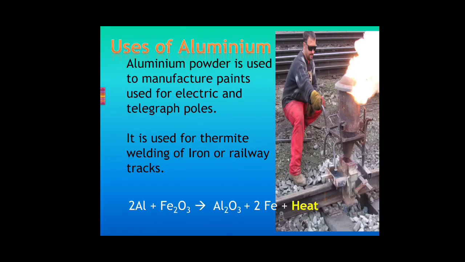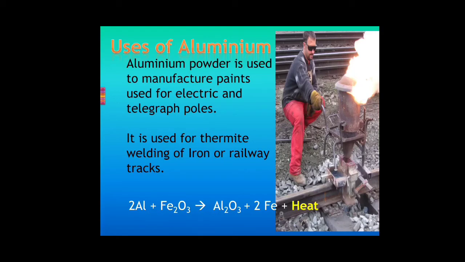Next use of aluminium is for thermite welding of iron of railway tracks. So exactly it looks something like this as it is shown. Iron oxide and aluminium are taken. It is heated. The resultant generates a lot of heat. It's an exothermic reaction. A lot of heat is generated in this, and aluminium oxide is formed and iron metal is reduced. So this iron, which is in molten state, is dropped onto the cracks of the track so that they can be filled up.